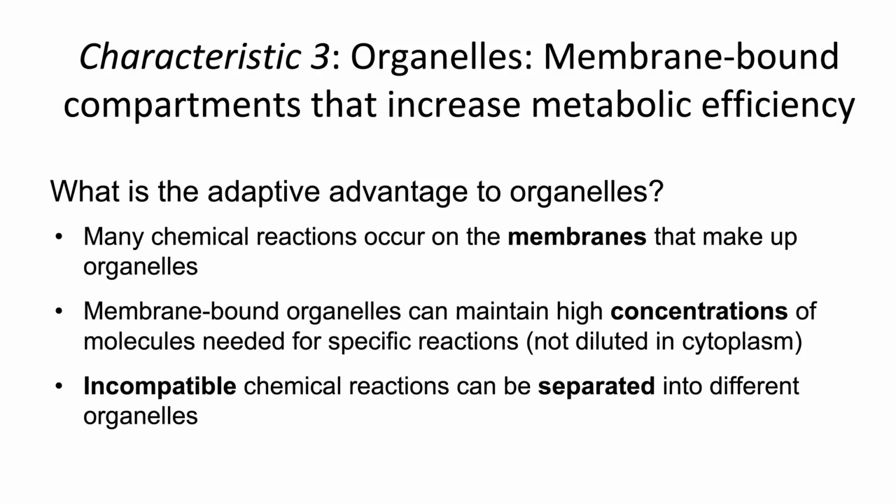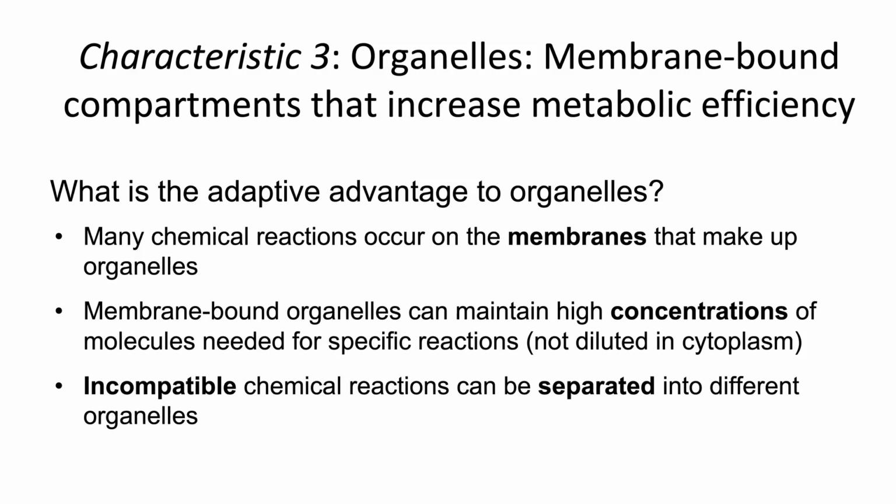One is that chemical reactions can occur on the membranes that make up organelles. So they provide a membrane or a surface area for chemical reactions to occur instead of having those reactions just occur floating around in the sort of liquid that fills up a cell. Number two, membrane-bound organelles can maintain high concentrations of the molecules needed for specific reactions. So instead of those molecules just floating around and moving around randomly within a cell, those chemicals can be highly concentrated in one specific area so that you can have a more efficient reaction occur.